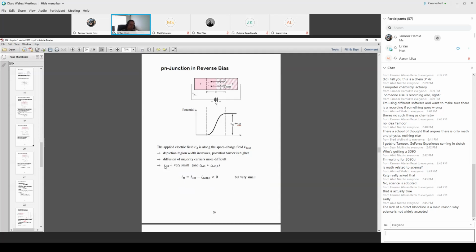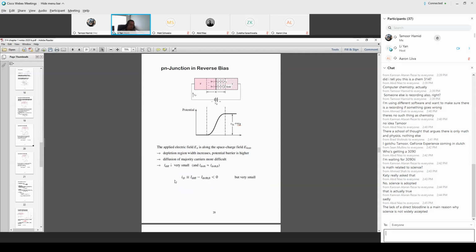So the corresponding diffusion current will decrease, become very small. It begins to be very small, and then it becomes even smaller. In this process, the drift current remains about the same, not sensitive to the external bias voltage, only weakly sensitive to the temperature. But temperature, we approximated as constant, so the drift current is nearly unchanged.